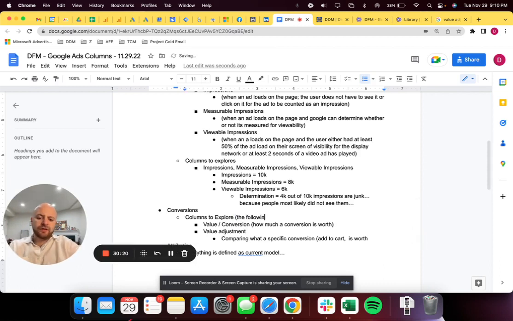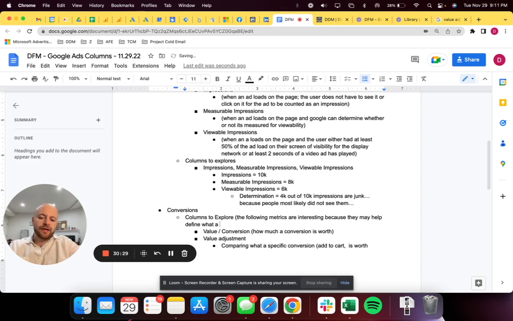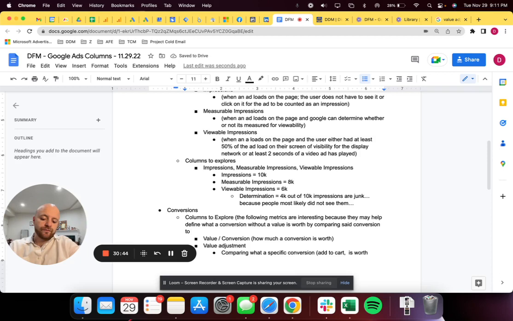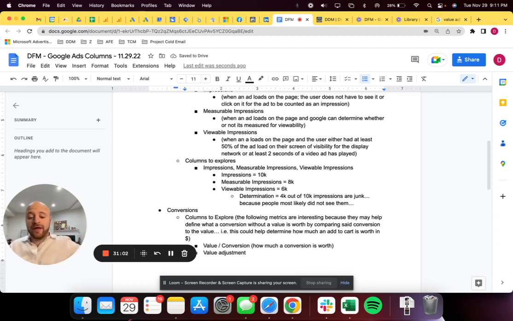So I'm going to say the following metrics are interesting because they may help define what a conversion without a value is worth by comparing said conversion to the value. So, i.e., this could help determine how much an add to cart is worth in dollars. That's cool. That's super cool.